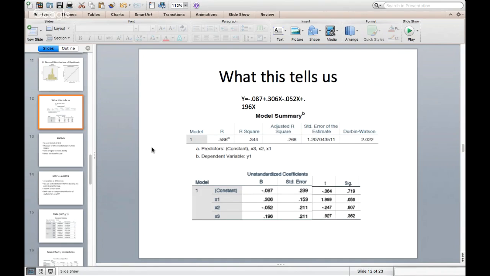So what does all this mean? Let's start. We get this equation right here based on the values that we had in the unstandardized B column.